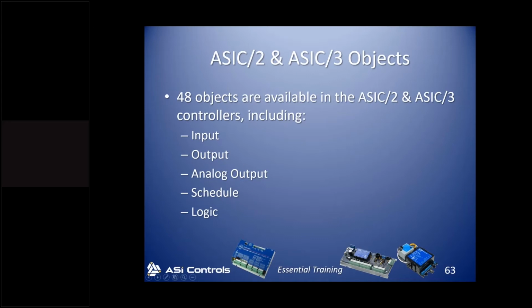So I mentioned some of the objects that we have: input, output, analog output. Those are for the hardware points on the controller. There is an internal schedule, mainly for use in ASI protocol projects. And then there's a logic object that can do all sorts of logical comparisons, both binary and analog. So binary would be like, make sure 2 conditions are true, or 1 of 2 conditions is true. An analog comparison would be something like, is the temperature greater than a set point, or is the temperature equal to a set point, something like that.